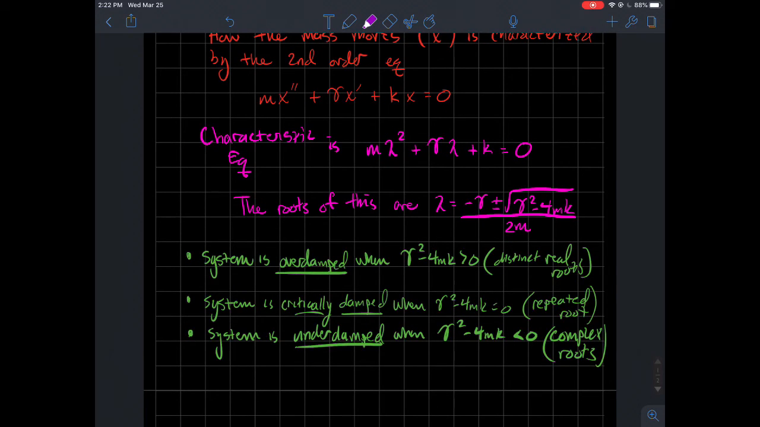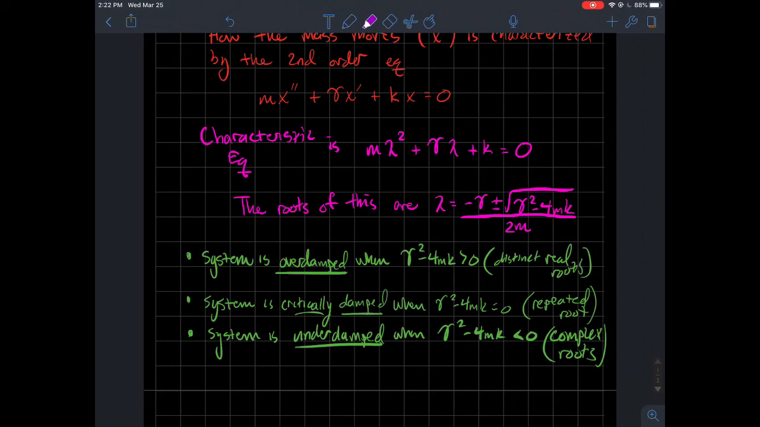We'll say that a system is overdamped when the stuff underneath the square root is positive. We'll call that an overdamped mass spring system, but all we're saying is that you get two distinct real roots out of the characteristic equation. So overdamped, think about that going with two distinct real roots for this characteristic equation.